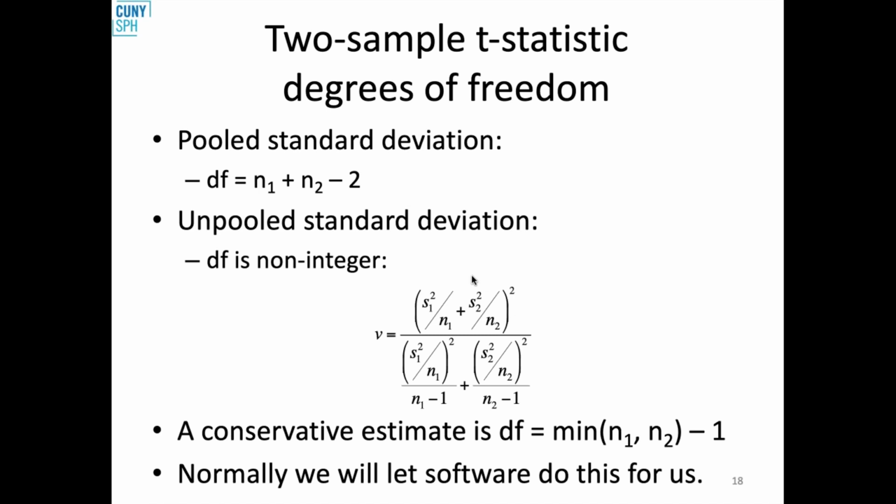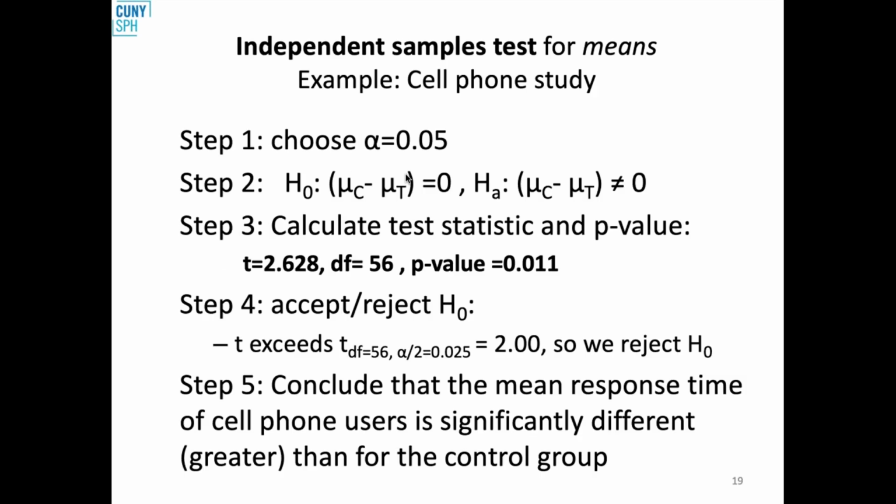And the degrees of freedom are simple to calculate for that. So chances are, I would probably tell you on an exam, if I tell you to use the unpooled standard deviation, to just use the minimum of the two groups' sample sizes minus 1.